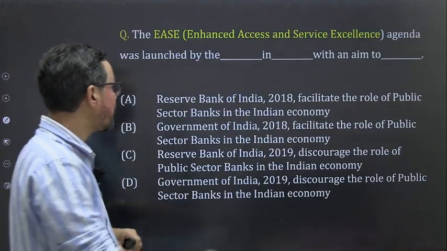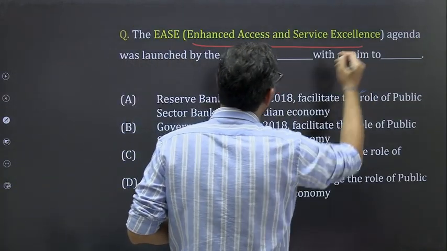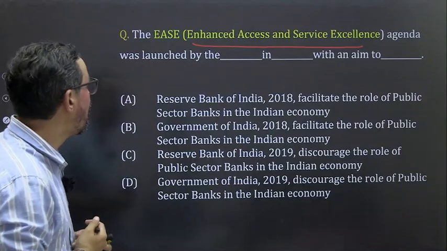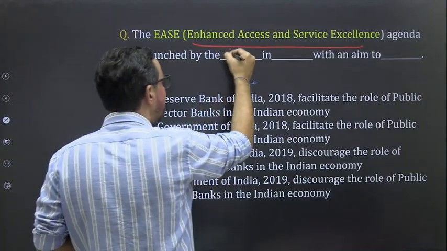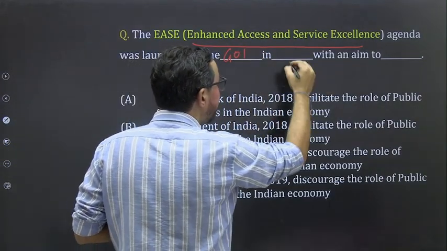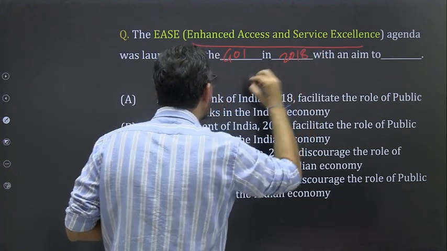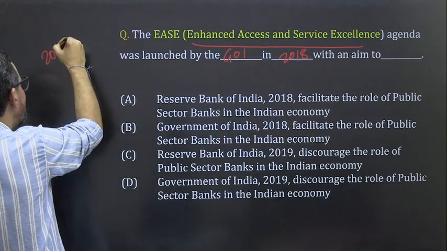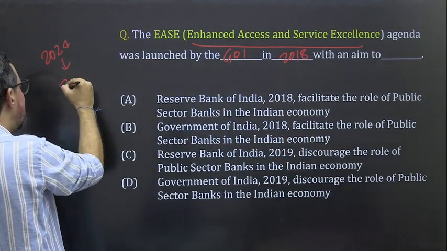Next one. The Ease, Enhance Access and Service Excellence agenda was launched by, so it was an initiative of the Government of India in 2018, and the current version was launched in 2024 itself. It is known as EASE 7.0.